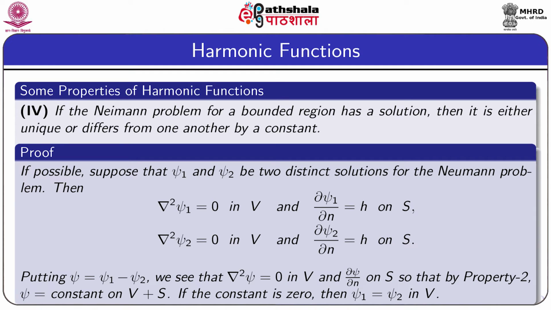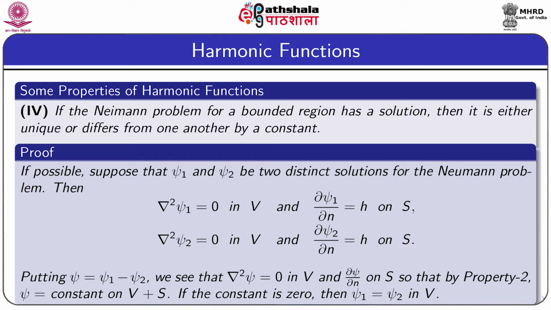Now, this is property number 4. It is regarding the Neumann problem. It says that if the Neumann problem for a bounded region has a solution, then it is either unique or differs from one another by a constant. So, the proof is given here.